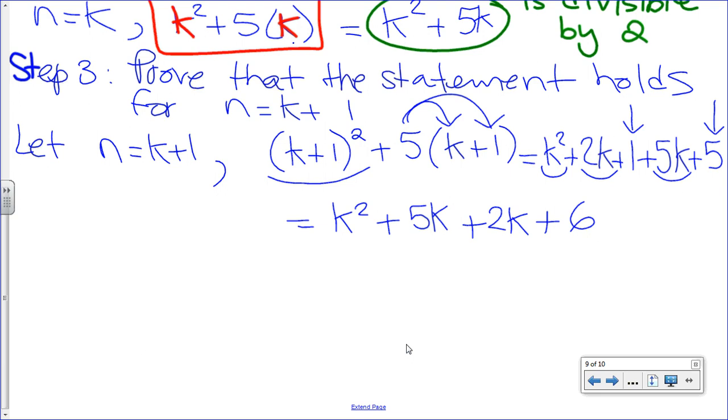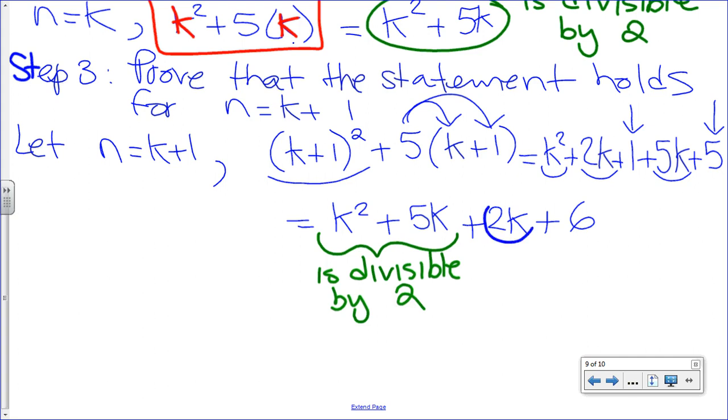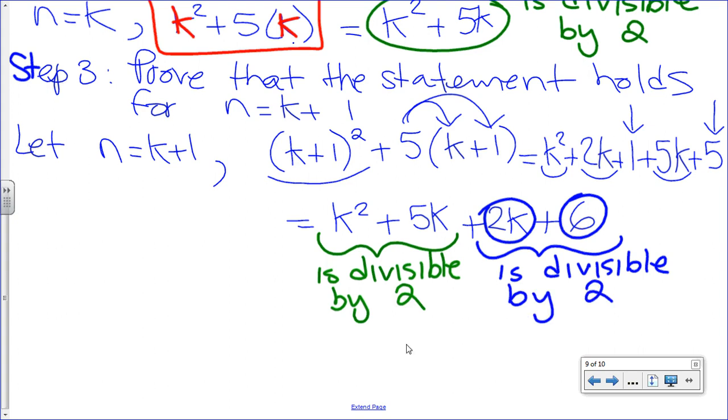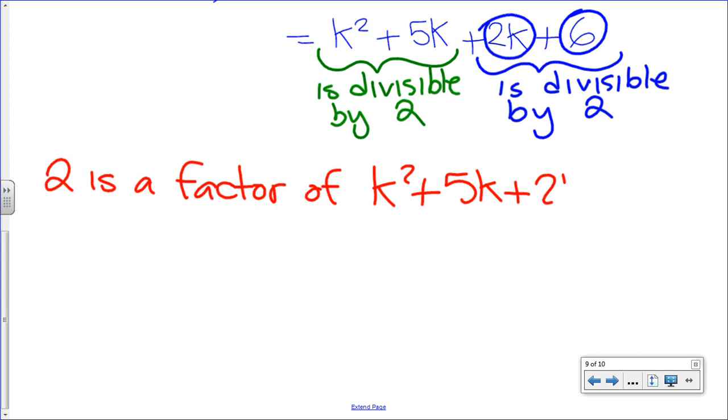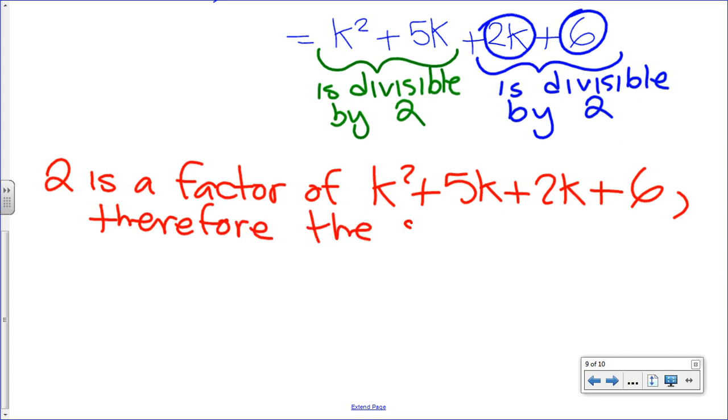Okay, so now, isn't it true that we made an assumption that said that that is divisible by 2? Yes. And isn't it true that you could divide 2k by 2? Yeah, right? Could you divide 6 by 2? Yes. So then this whole thing is divisible by 2. So if the whole expression can be divided by 2, what we are going to say is that 2 is a factor of k squared plus 5k plus 2k plus 6. Therefore, the statement is true.